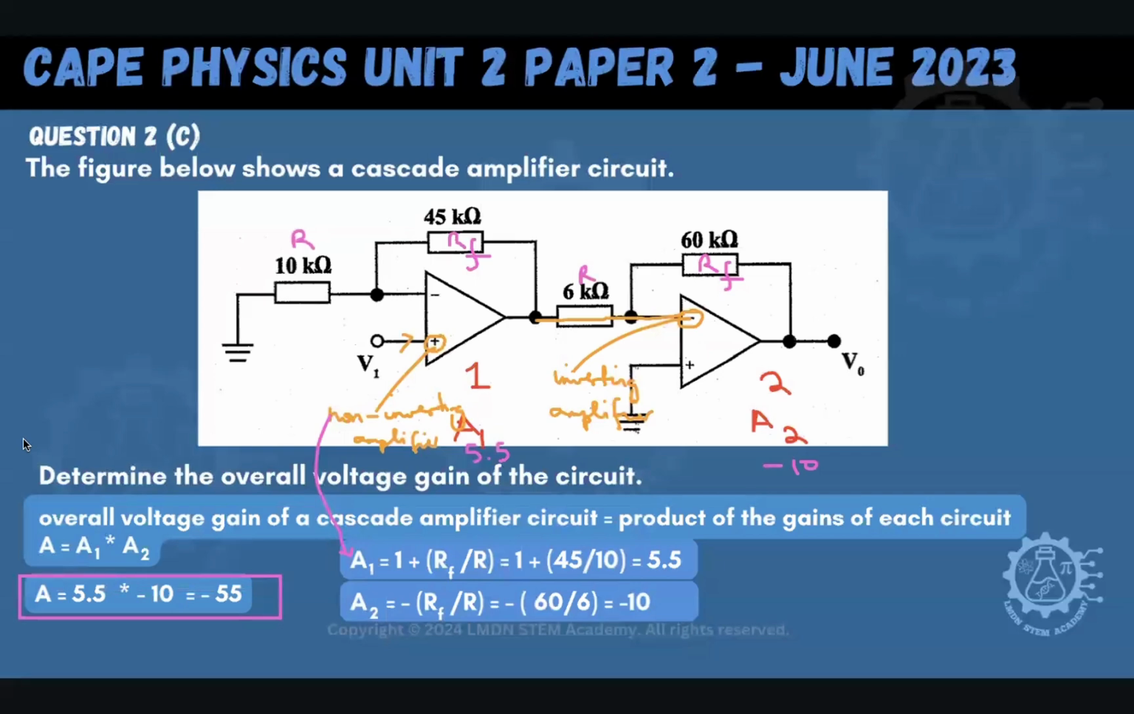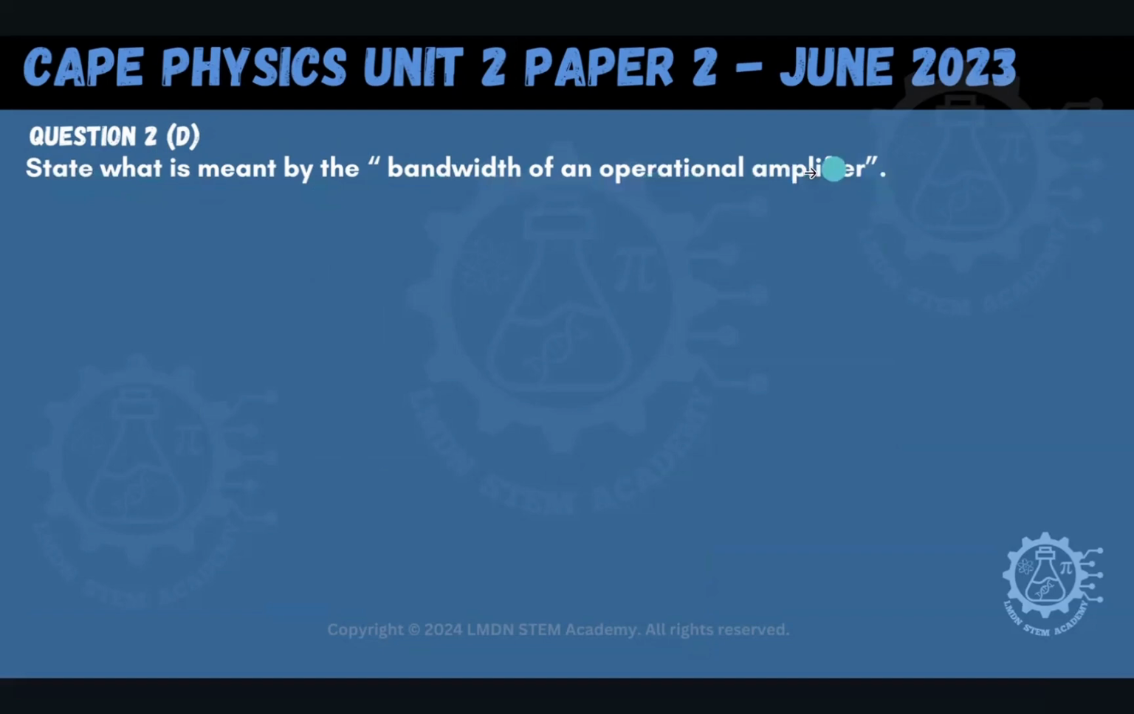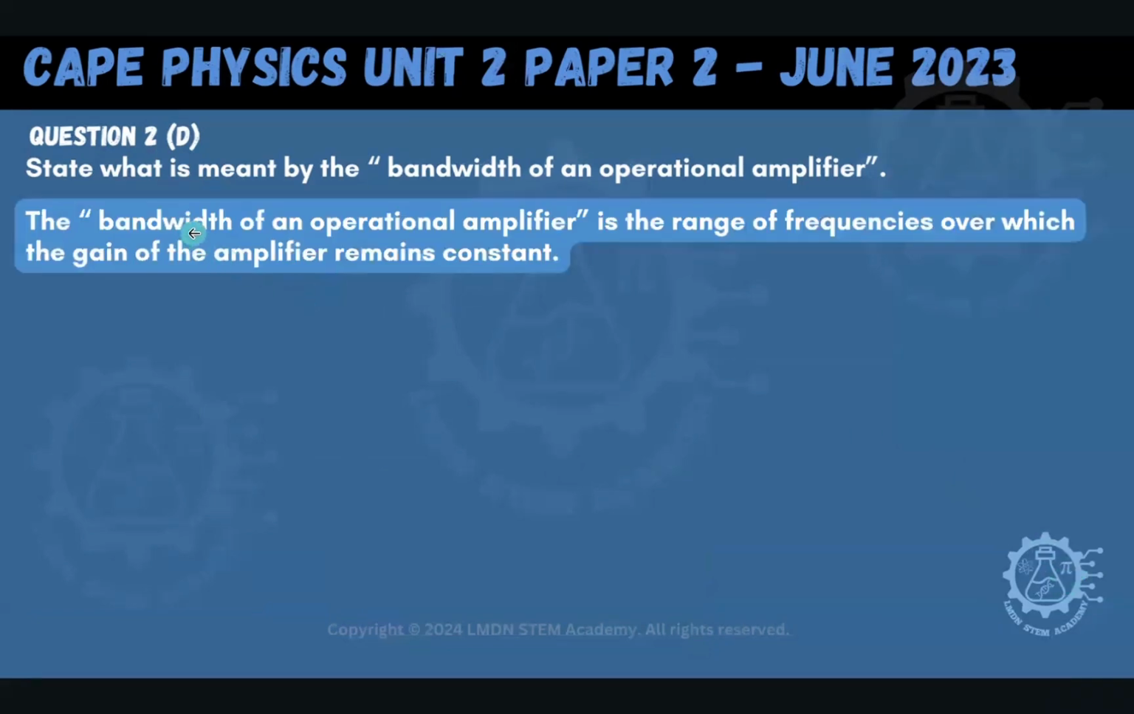Okay? Now we're going to move on to part D. Part D says, state what is meant by the bandwidth of an operational amplifier. What is the bandwidth? Just think about that word, bandwidth. The bandwidth of an operational amplifier is the range of frequencies over which the gain of the amplifier remains constant. So it's a range of frequencies over which the gain is going to stay the same. It's not going to change over that range of frequencies. That's what we mean by bandwidth.